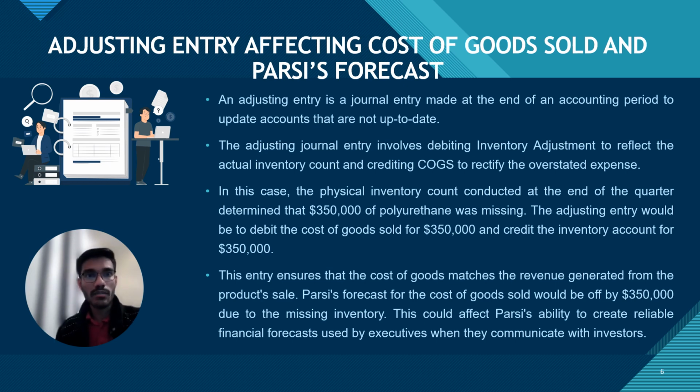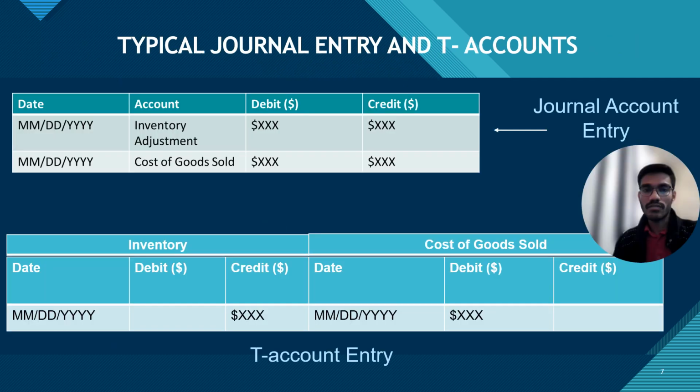This could affect Parsis' ability to create reliable financial forecasts used by executives when they communicate with investors. So even a single dollar or a small amount can misbalance the sheets and the financial forecasting, and this might lead to bad impressions towards the investors.